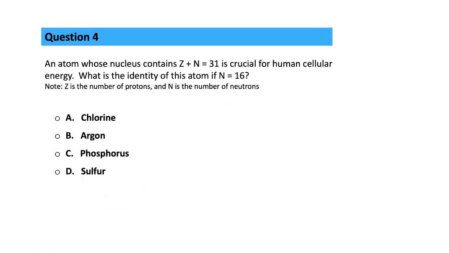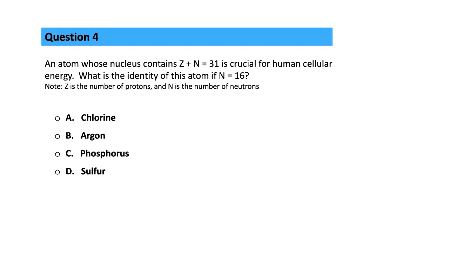Question 4. An atom with a nucleus containing Z plus N equals 31. That element is crucial for human cellular energy. What is the identity of this atom if N is equal to 16? Okay, we have another piece of information saying that Z is the number of protons and N is the number of neutrons. Remember, the identity of an element is based on the number of protons in the nucleus of that element.